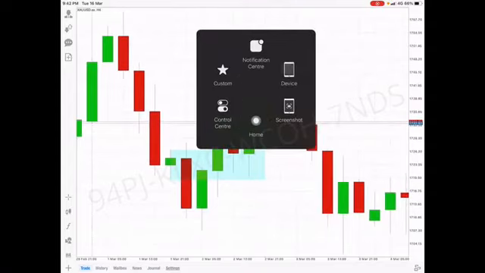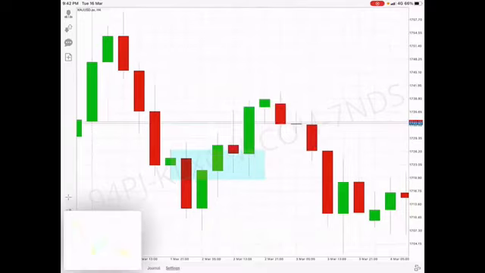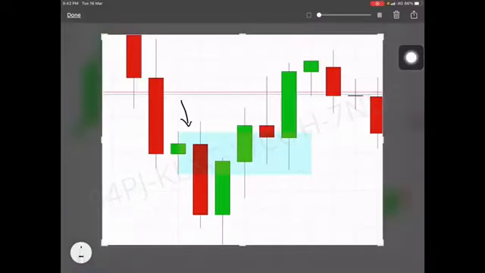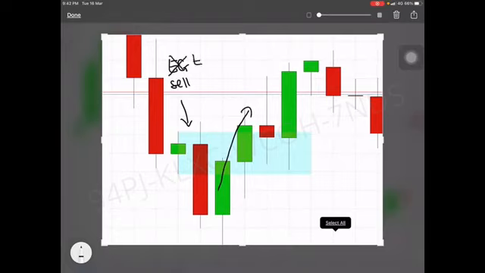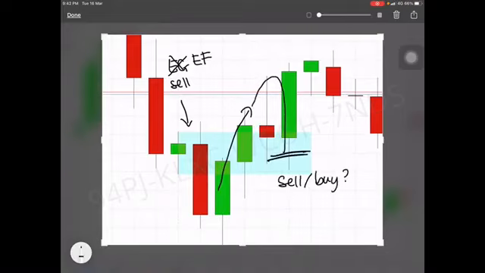So look at this one. What is this? Is this engulfing sell or engulfing buy? This one is engulfing sell, but then it broke upwards, right? So it has become engulfing fail. All right. So when the price comes back to the zone, are we going to look for sell or buy? Buy. That is correct.